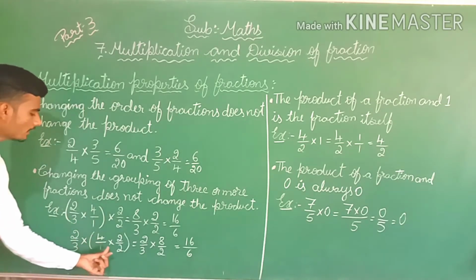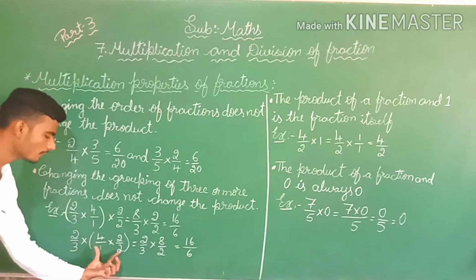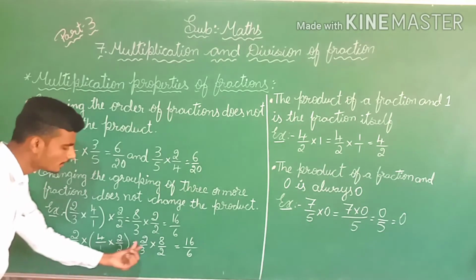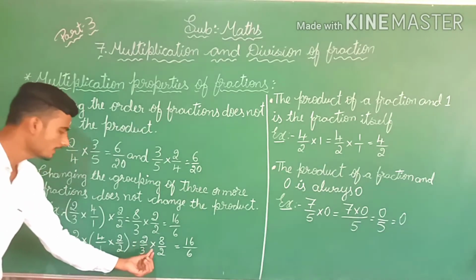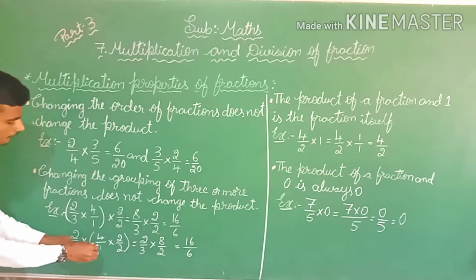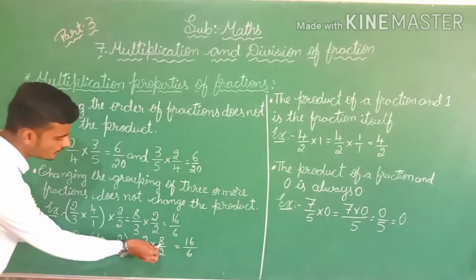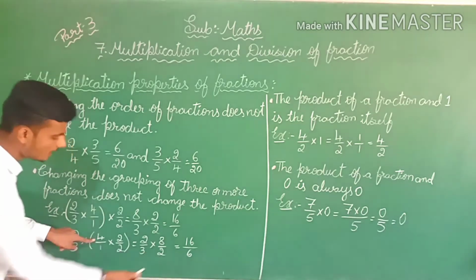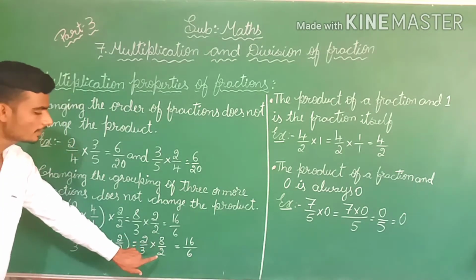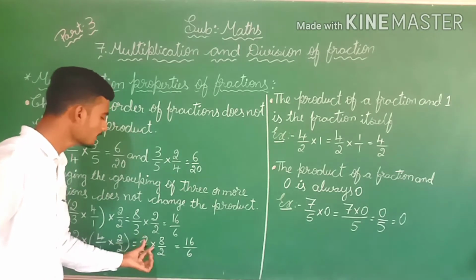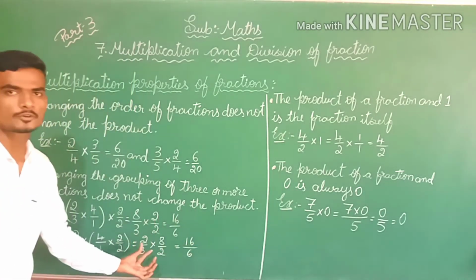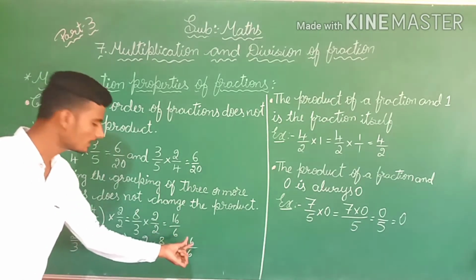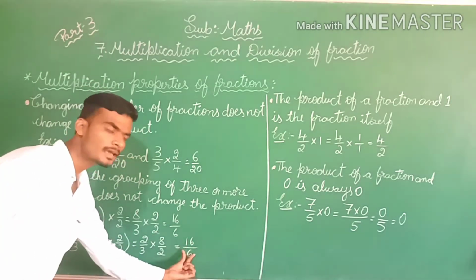Then 4 by 1 into 2 by 2, I will make these two fractions a group. Then 2 by 3 you have to write as it is, into... 4 twos are how much? 4 twos are 8. Then 1 two is 2. You will get 8 by 2. Now again you have to multiply these two fractions. While multiplying these two fractions, you will get the same product.